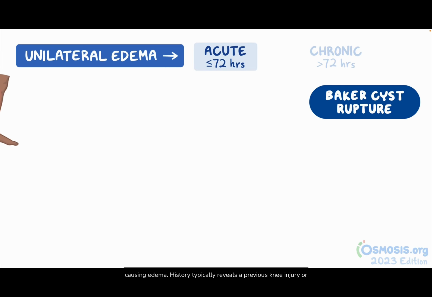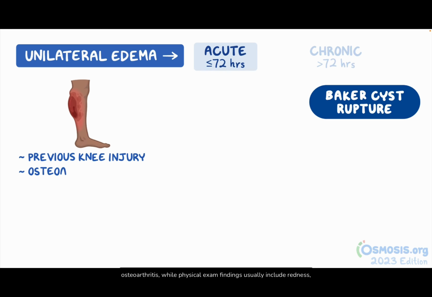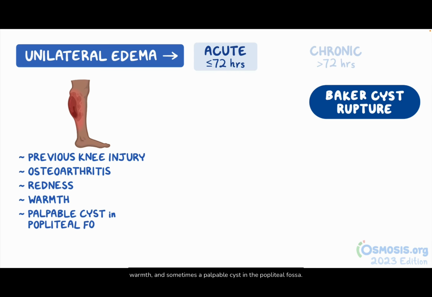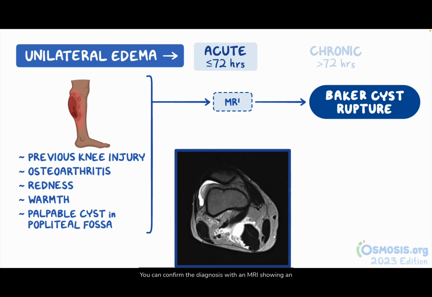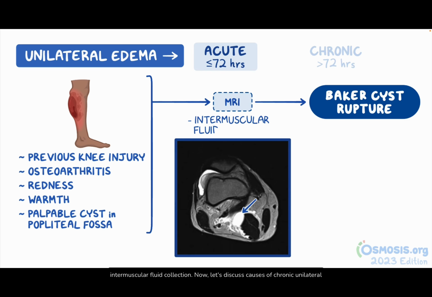History typically reveals a previous knee injury or osteoarthritis, while physical exam findings usually include redness, warmth, and sometimes a palpable cyst in the popliteal fossa. At this point, you should consider Baker cyst rupture. You can confirm the diagnosis with an MRI showing an intermuscular fluid collection.